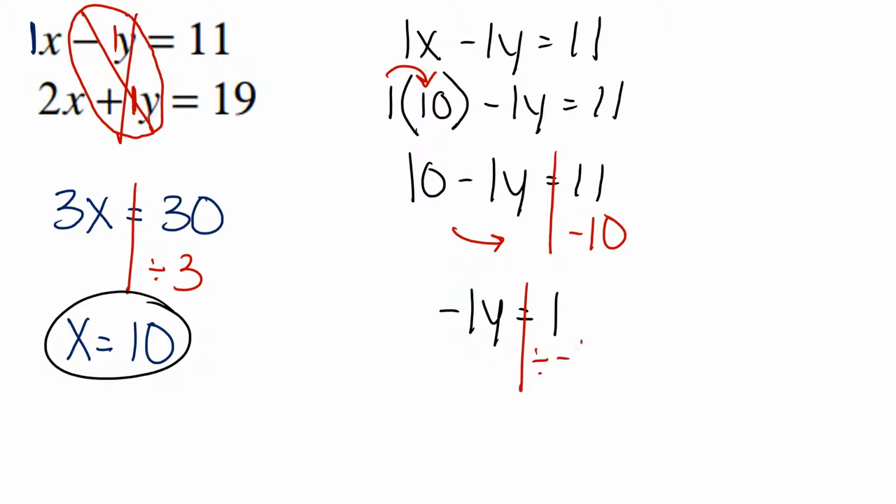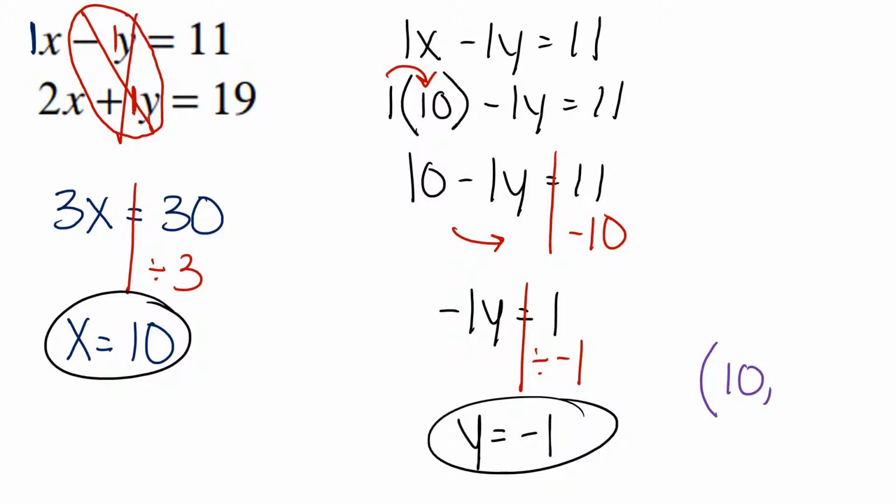And our last step is to divide. The negative 1 and the y side by side means multiply. We do the opposite, we divide. 1 divided by negative 1 is negative 1. When we write our answer, we write the x answer first, 10, and then the y answer, negative 1.